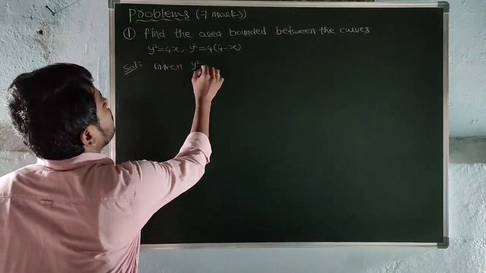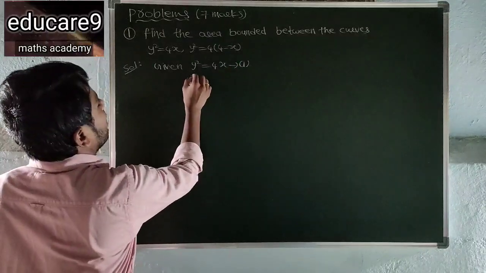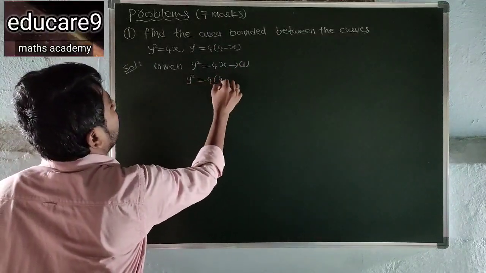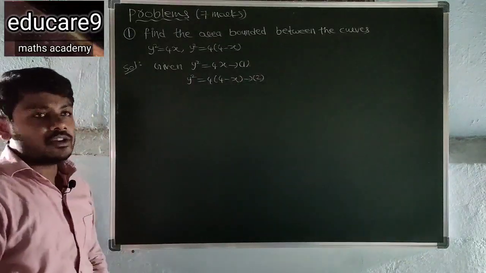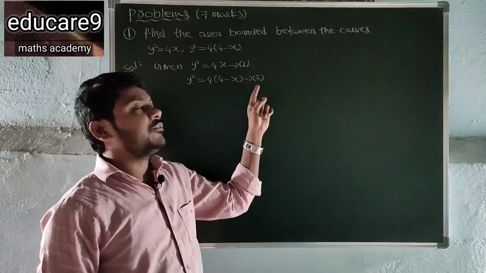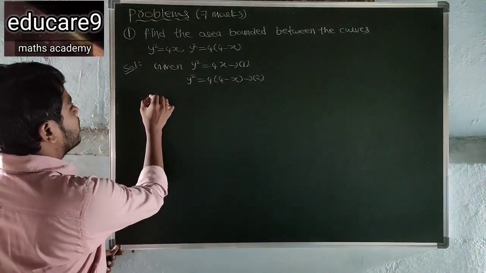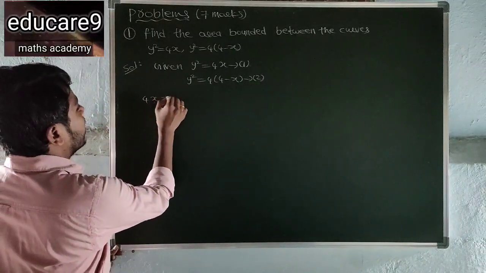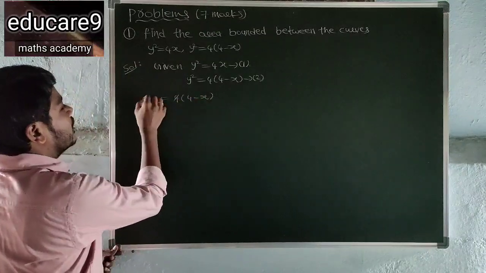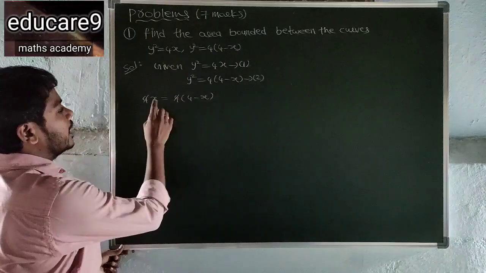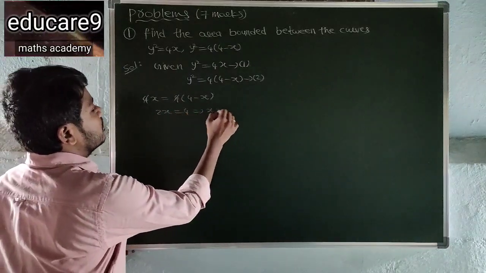Here the given curves are y square is equal to 4x, this is equation 1, and y square is equal to 4 into 4 minus x, this is equation 2. First we need to find the point of intersection of the two curves. Equating both of them, we get 4x is equal to 4 times 4 minus x. So 4 gets cancelled. Now 2x is equal to 4, and from this the x value is 2.